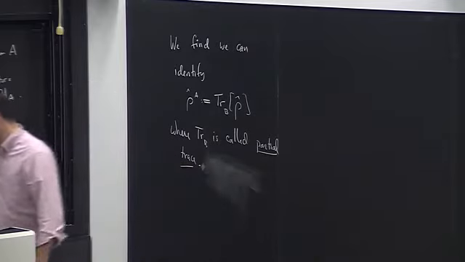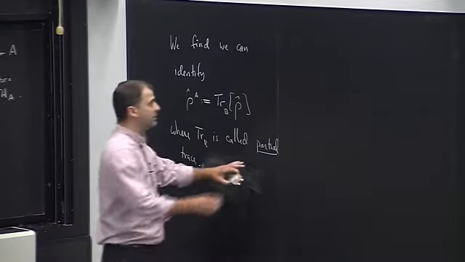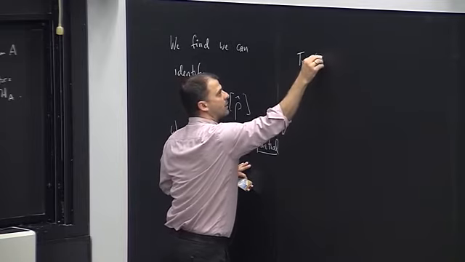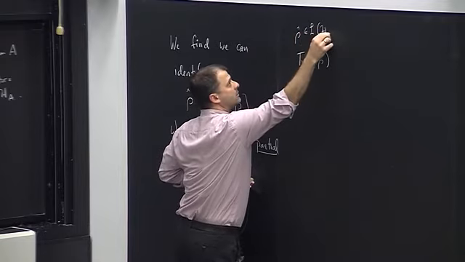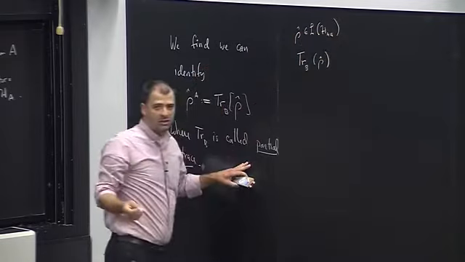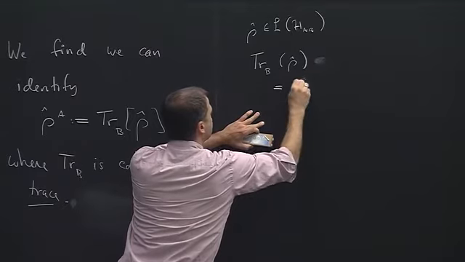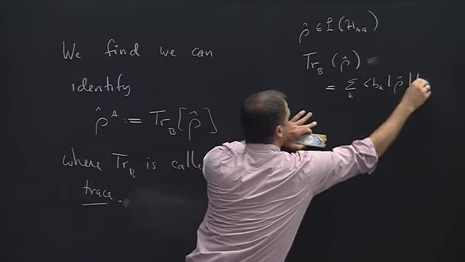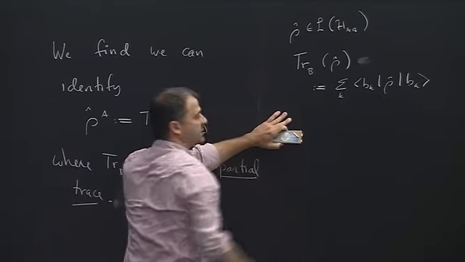Okay. Piece of chalk. So I'll just write it up here. So basically, the trace over system B of some operator rho, where here rho is a linear operator on H_AB, which means H_A cross H_B, is equal to a sum over K of <B_K| rho |B_K>. Okay, so this is essentially the definition of the partial trace.